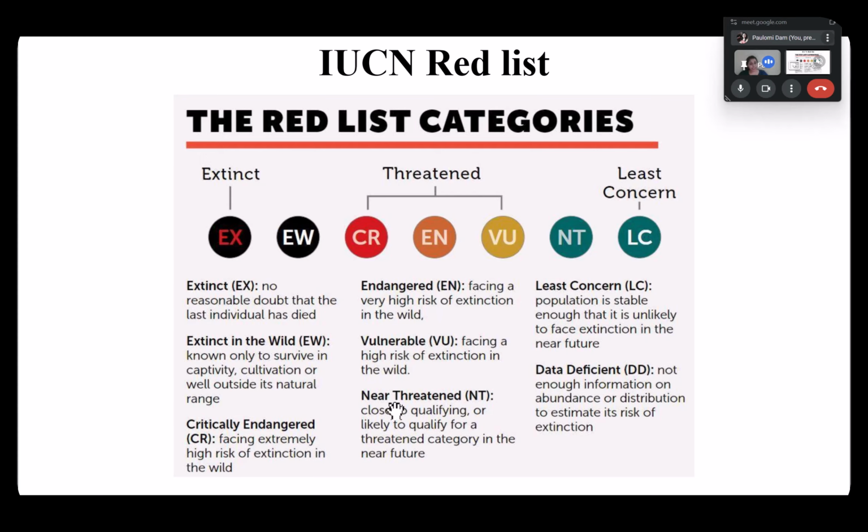These near threatened ones are close to qualifying, or likely to qualify, for a threatened category in the near future. Right now, they are not threatened, but they have some threats which are impacting their population number and their survivability. Next, you have vulnerable. Vulnerable are the ones which have a high risk of extinction in the wild, right? And then you have endangered, which have very high. So you see, the classifications are based on high, very high, these kinds of divisions. So endangered have a very high risk of extinction in the wild.